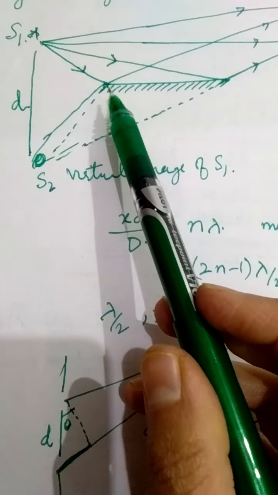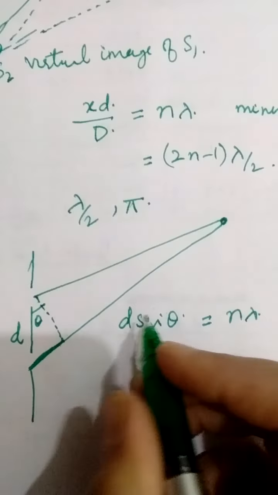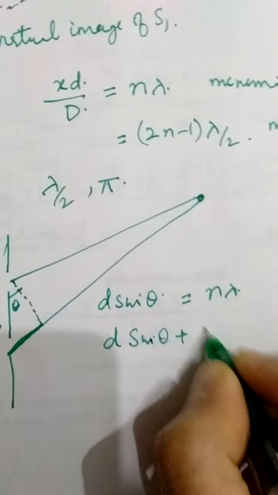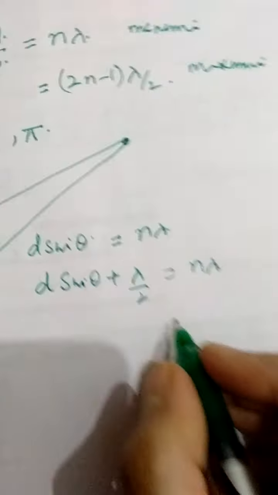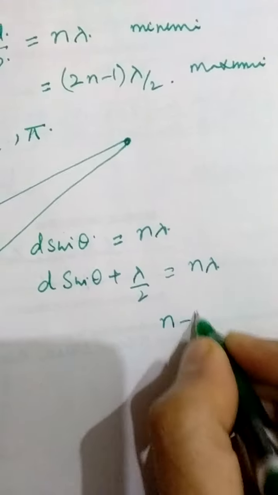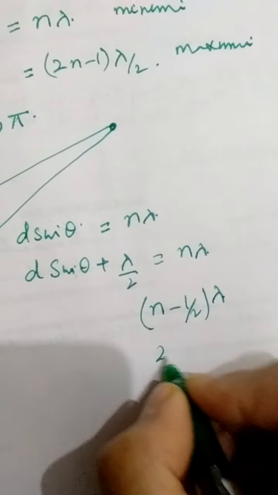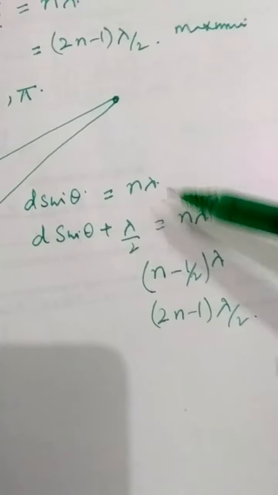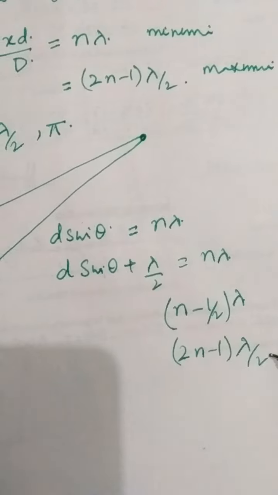But in this case, since on account of reflection, a phase difference of pi or a path difference of lambda by 2 is also introduced, this equation gets modified to d sine theta plus lambda by 2 is equal to n lambda. So that when you take this lambda by 2 to the other side, this gives (n minus half) lambda, right? So this is (2n minus 1) lambda by 2. This is how the condition gets reversed from n lambda to (2n minus 1) lambda by 2, right?